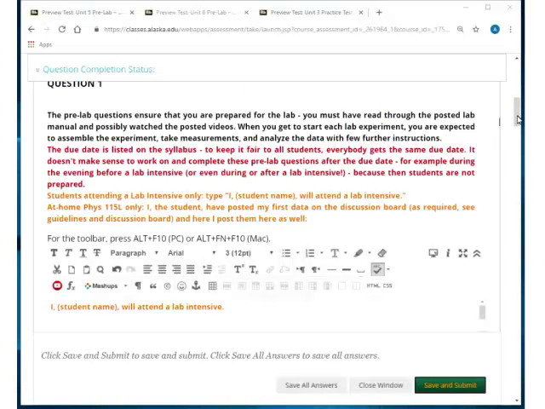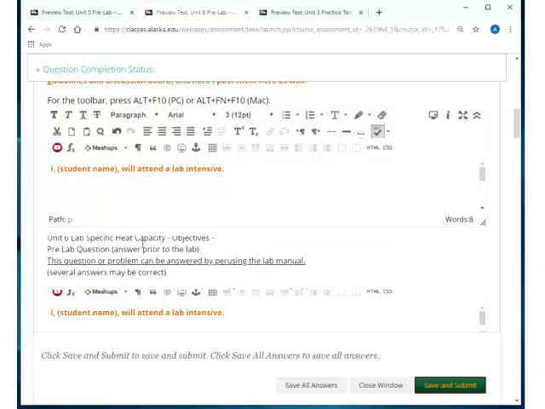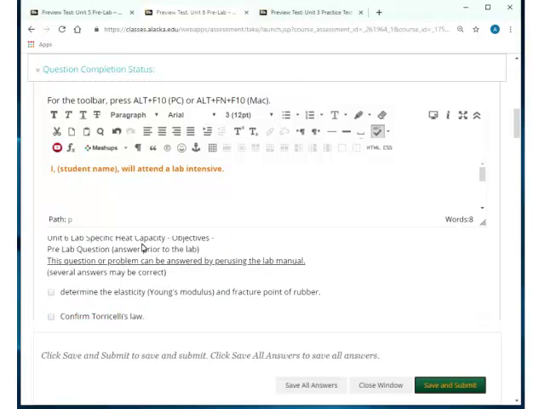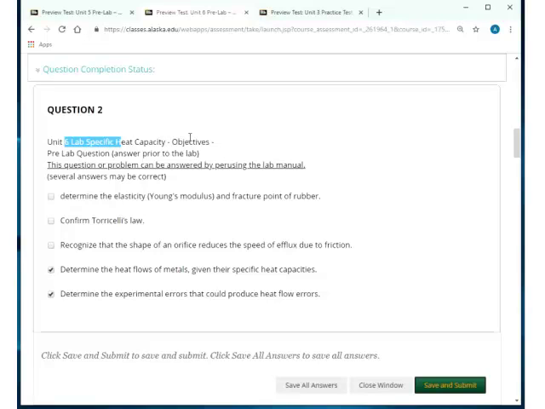This is the pre-lab for Unit 6, the heat labs. So question 1, of course, is that you, the student, will attend the lab intensive. Question 2 is the lab on specific heat capacity.